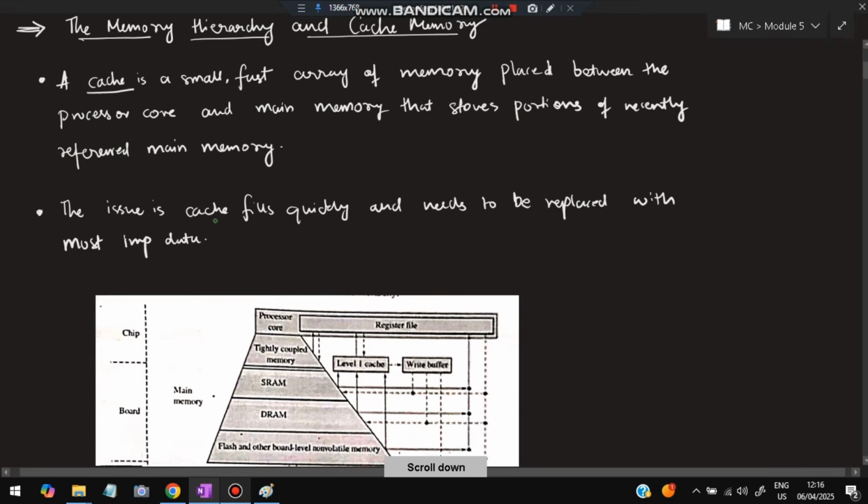The issue is that the cache fills quickly and needs to be replaced with the most important data. Now suppose you're accessing a lot of data and the cache does not have that much room. Okay, the cache will be smaller in size, storing only the most important and recently accessed data. So if you are accessing more data, it should replace the existing ones to put in the new data. Right now, which one should be replaced? For that, some policies, algorithms and strategies are there, and we'll be discussing them.